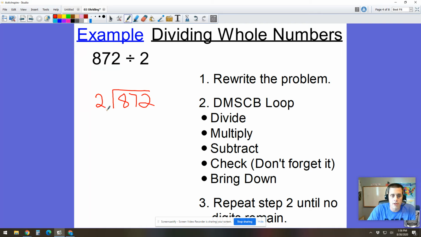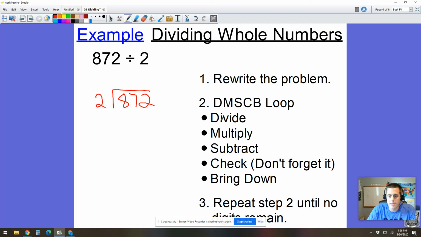So once we have this long division set up with the dividend inside the bracket and the divisor outside, we're ready for step 2, which is the DMSCB loop. I believe in earlier grades you guys called it, does McDonald's sell cheeseburgers?